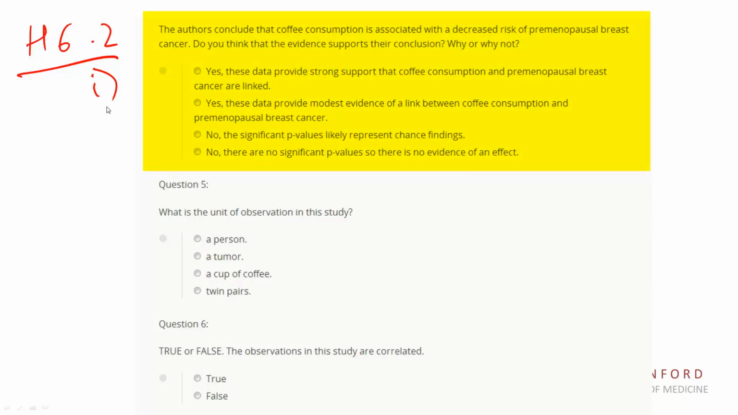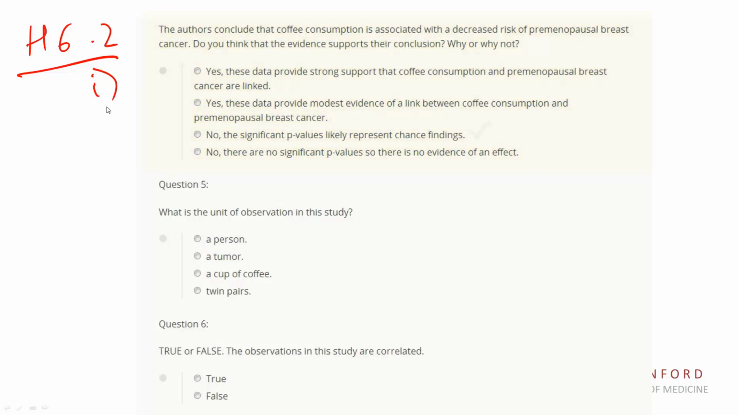This question has the authors running a lot of tests. So they have 15 different levels of black tea, coffee, decaf coffee. They have two diseases, lobular versus ductal. They also have two types of participants, premenopausal versus postmenopausal. In such a large number of tests that are run, we would expect to find a few p-values that are less than 0.05 just by chance. The fact that we have a couple of values that are less than 0.05 does not reflect actual correlation in this case.